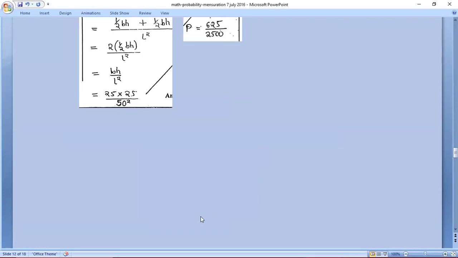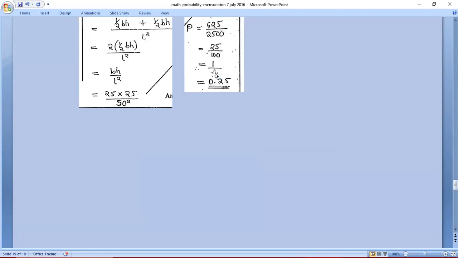So 25 times 25 is 625. That's your perfect square. Then 50 times 50 again is a perfect square, which will give you 2,500. Then when you divide both by 25, you get 100 at the denominator, and you get 25 on top. So this gives you 1 over 4, because 25 into 25 is 1, 25 into 100 is 4.